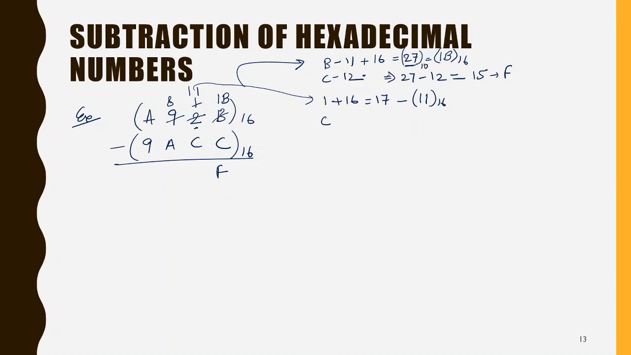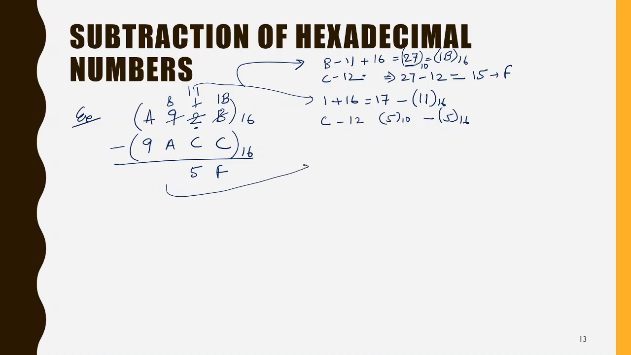Okay, now 17 and C you write as 12. 17 minus 12 is 5. Okay, 5 in decimal, or you can directly write here 5, right? 5 in decimal and 5 in hexadecimal are the same. Okay, now 8 minus A.